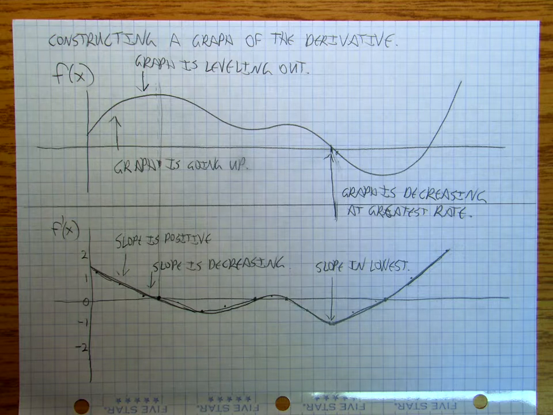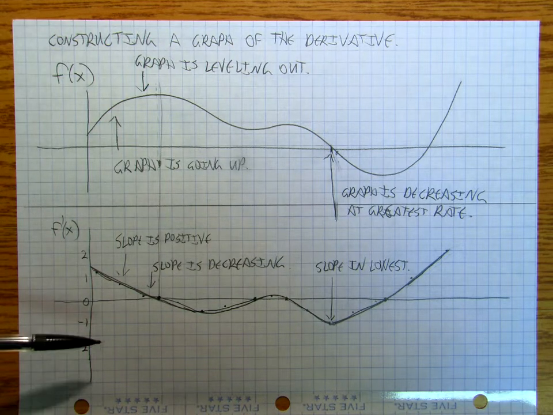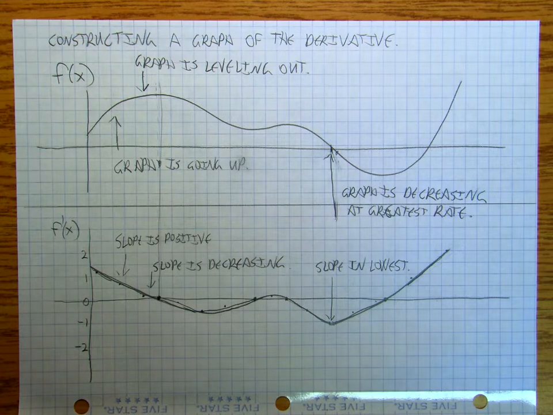And then in my next video, we're going to start with the slope graph, an f prime of x graph, and we're going to go to an f of x graph. So we're going to start with the slope and then get the function from that graph.